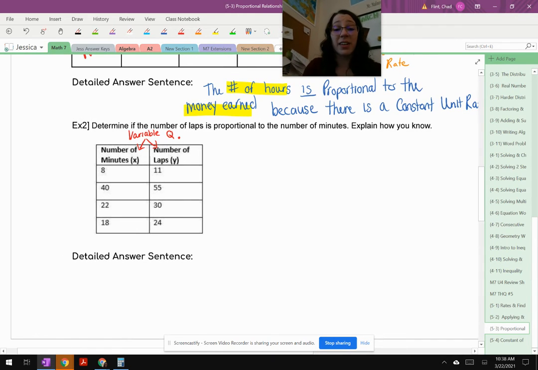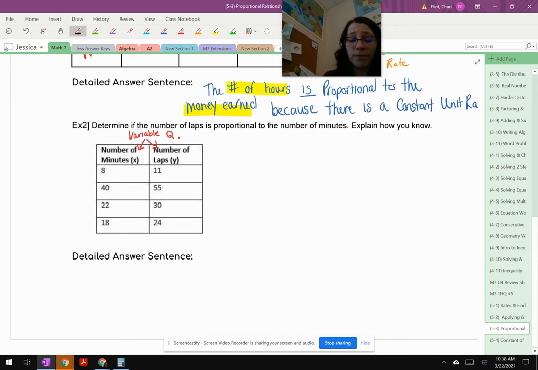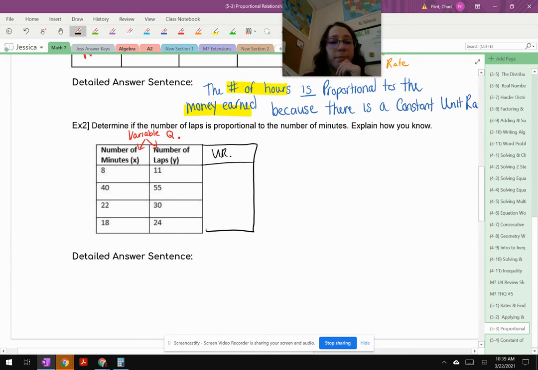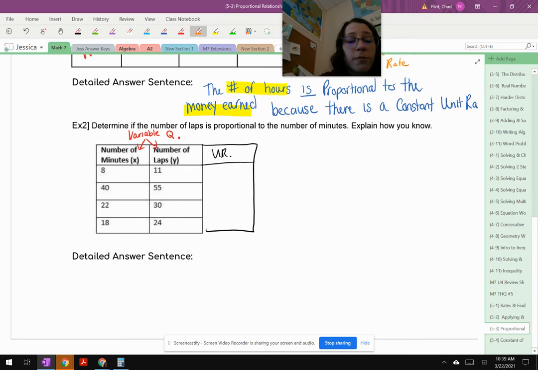This one didn't have a column for the unit rate, but that doesn't mean I can't make one, or can't just do the work off to the side, right? My UR, my unit rate. So setting this up, do we want the number of minutes per lap or how many laps per minute? And in some situations, you'll find out it really doesn't matter which way you set it up.